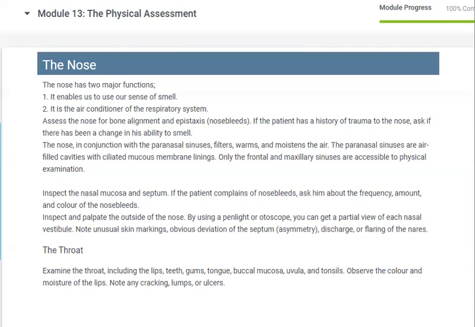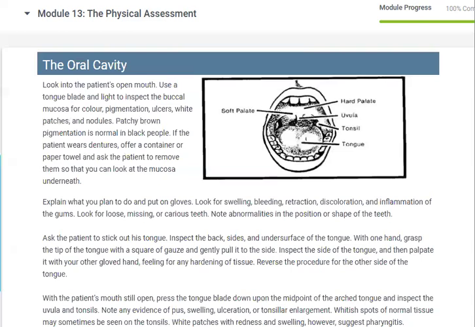The throat. Examine the throat, including the lips, teeth, gums, tongue, buccal mucosa, uvula, and tonsils. Observe the color and moisture of the lips. Note any cracking, lumps, or ulcers. The oral cavity. Look into the patient's open mouth. Use a tongue blade and light to inspect the buccal mucosa for color, pigmentation, ulcers, white patches, and nodules.